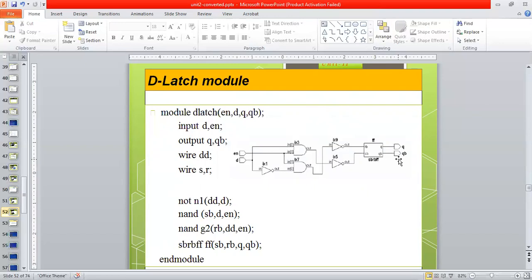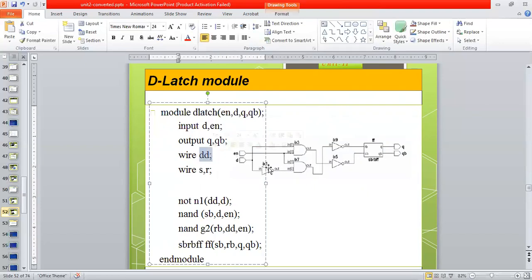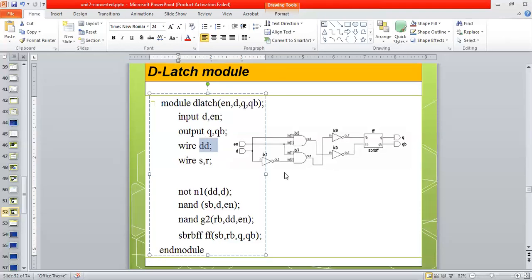What are the wires here? DD, which is nothing but the input applied to this inverter, so that value is known as DD here. S and R are also wires here. If you observe this diagram, I am taking the first NOT gate. The label of this NOT gate is N1, so whatever input we are applying can be inverted here.